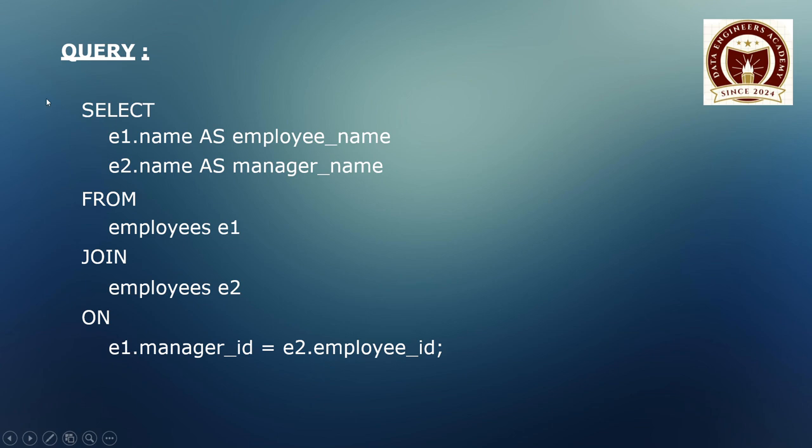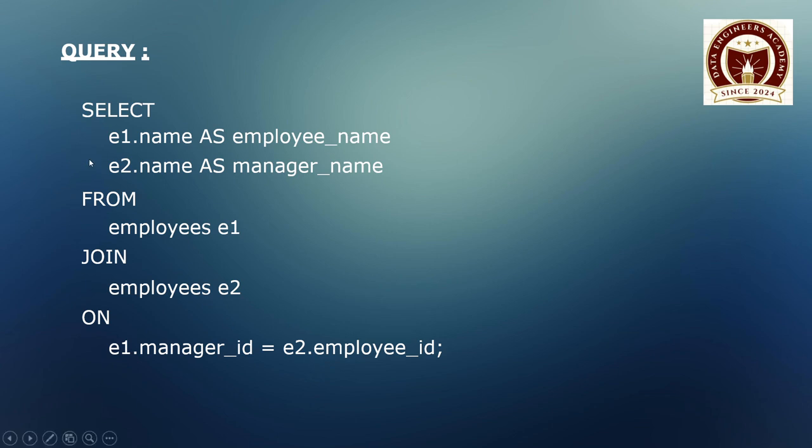Here is the query of the self join. SELECT E1.name AS employee_name, E2.name AS manager_name FROM employees E1 JOIN employees E2 ON E1.manager_id = E2.employee_id.